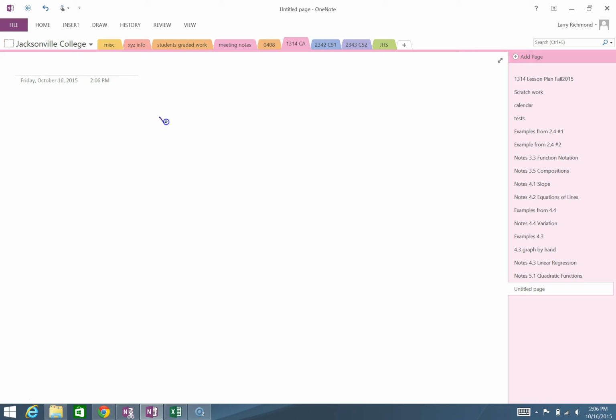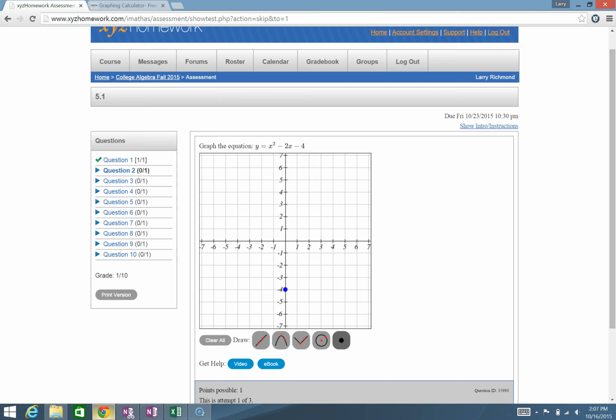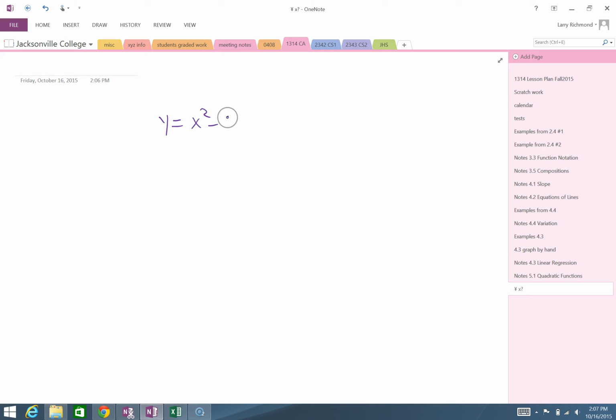So we have the equation y equals x squared minus 2x minus 4. Well, the axis of symmetry is given by the equation x equals negative b over 2a, where b is the coefficient of my x term and a is the coefficient of my quadratic term.